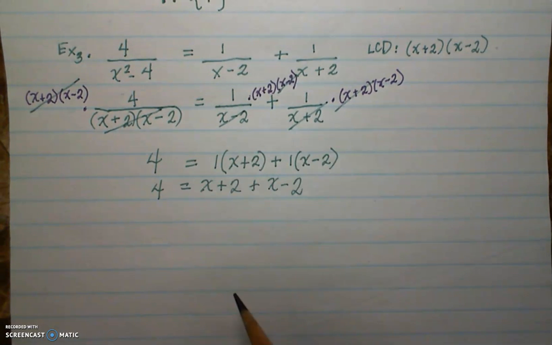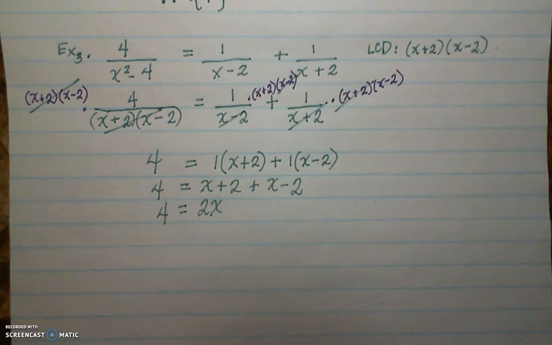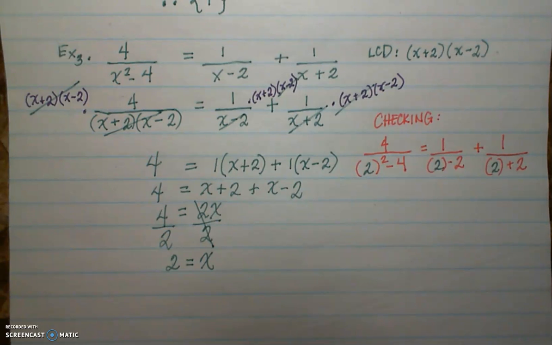All right, so your next step is to combine like terms. So copy down the 4 equals x plus x is 2x, and then 2 minus 2 is a 0. You will divide both sides by 2. So x is equal to 2. Do the checking to make sure that this is not an extraneous solution, and then simplify.